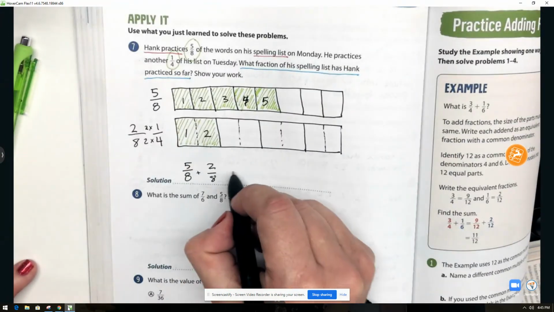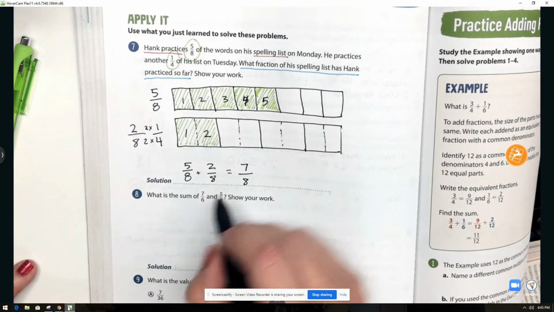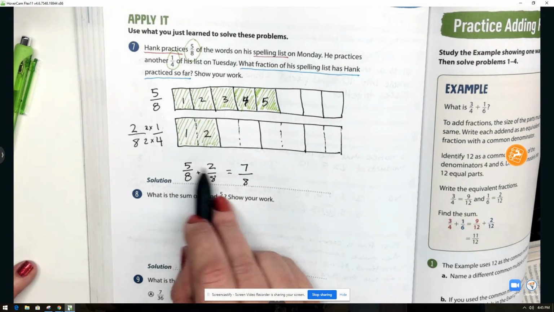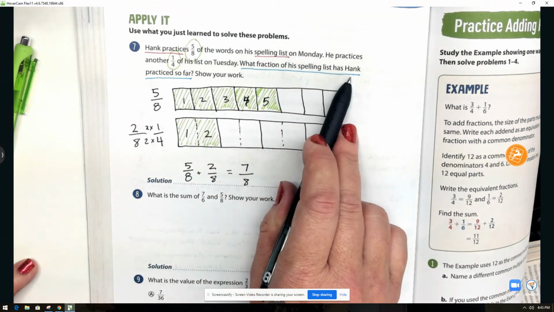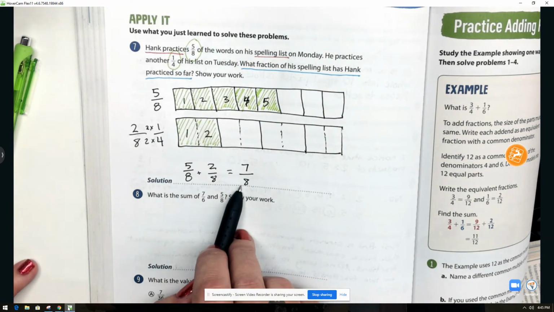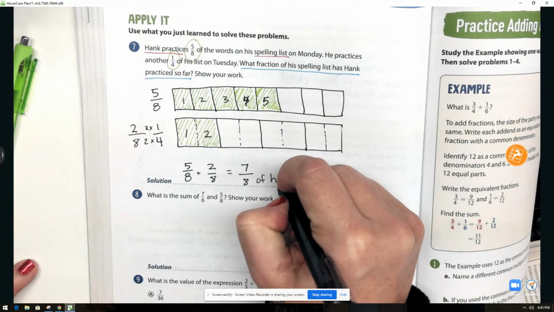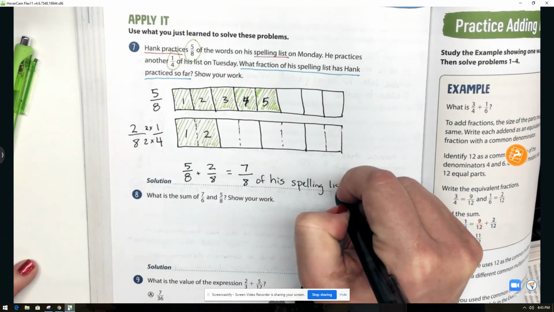So 5/8 plus 2/8 equals 7/8. Because remember, the denominator stays the same, you just add the numerators. So Hank has practiced 7/8 of his spelling list.